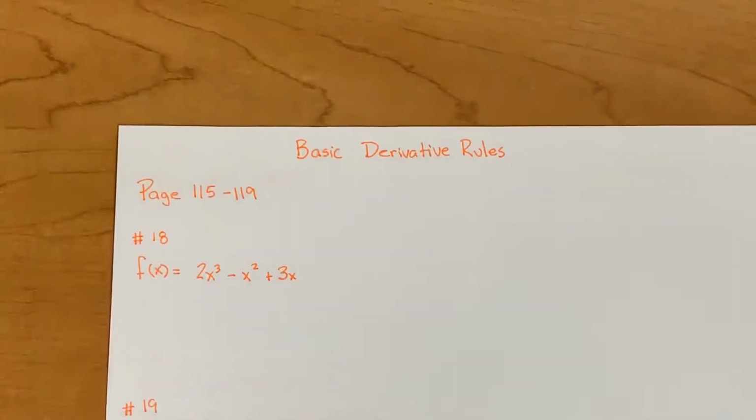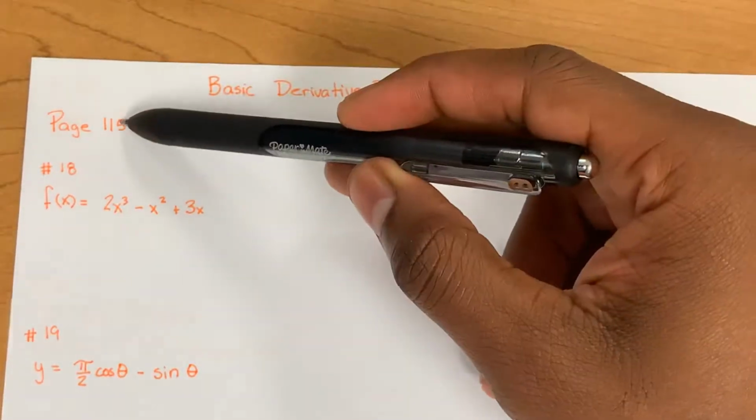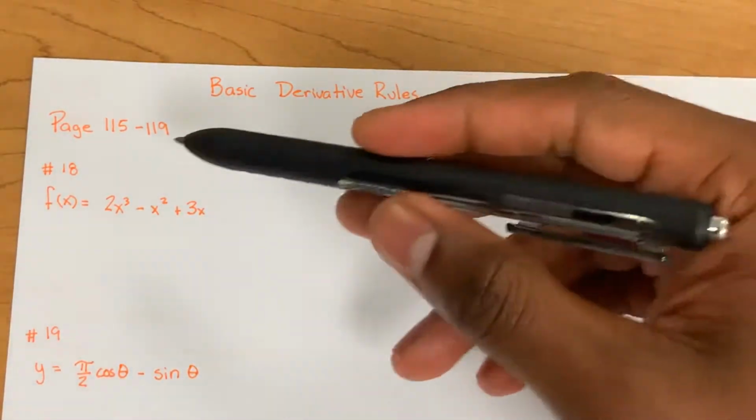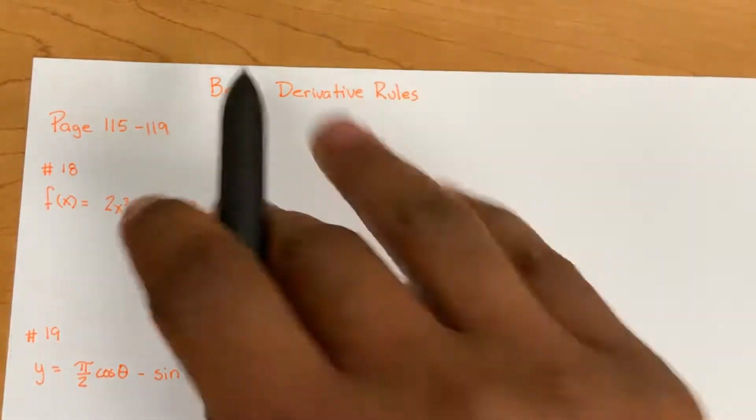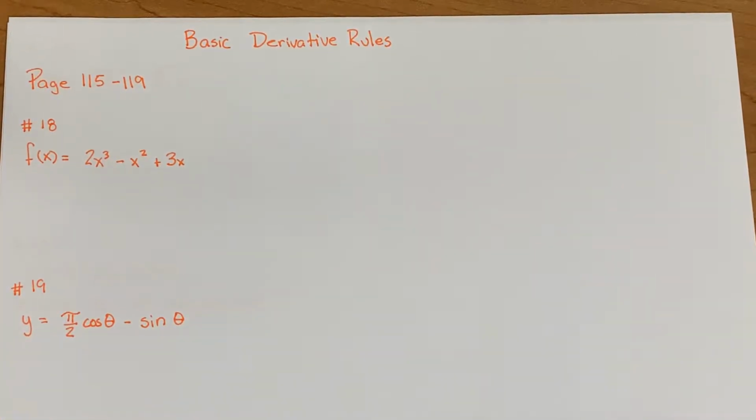So I'm working examples from your textbook. This can be found on pages 115 through 119. I'm pretty sure I don't get to page 119. I just copy some examples that kind of illustrate the basic properties that we're covering.